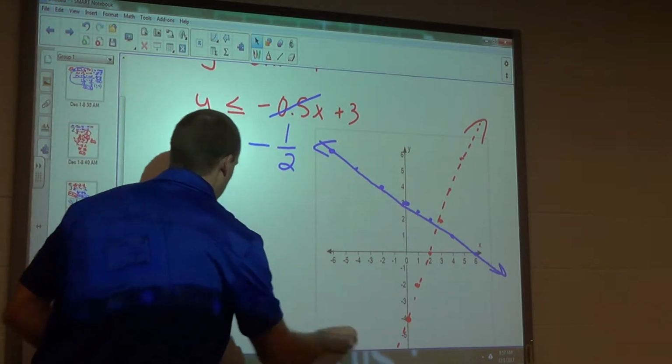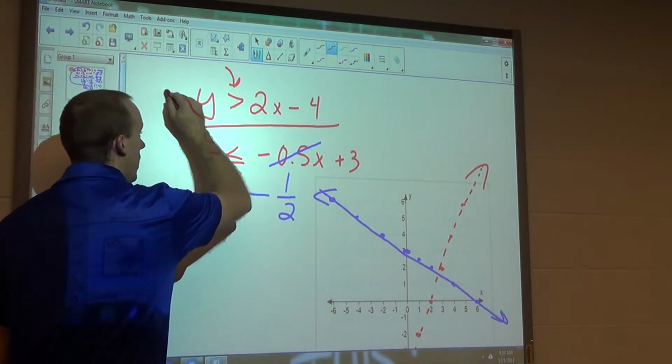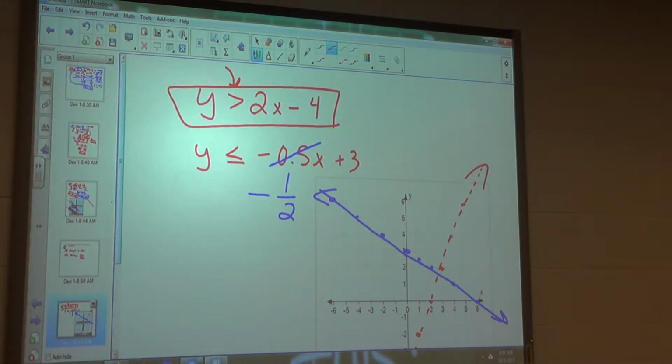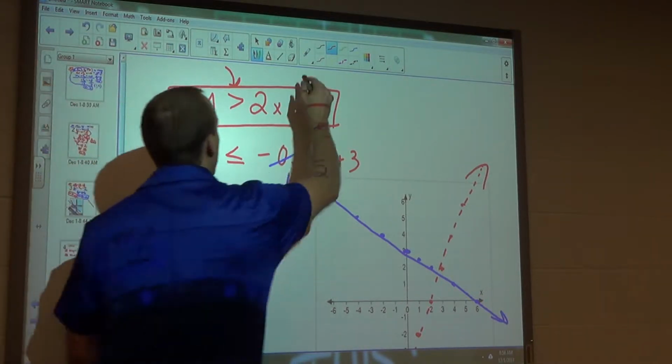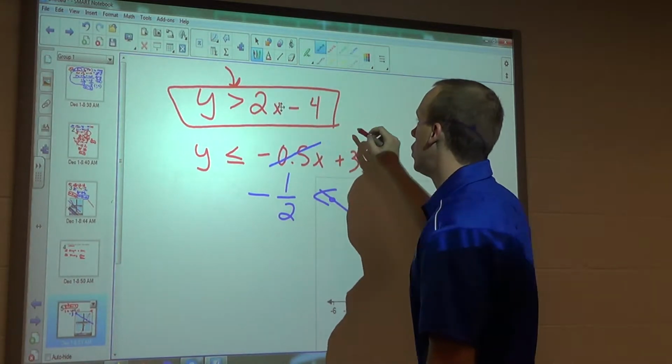So let's think about this red line here. Okay, so let's go back to the first line. This is the red line here. Is my y greater or less up there? Greater. Which direction is greater, up or down? Up. I'm going to do a crayon here. So I'm going to shade up now. I'll show you two ways of doing it.